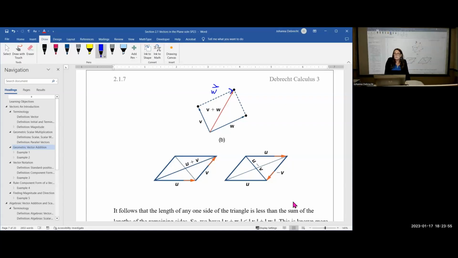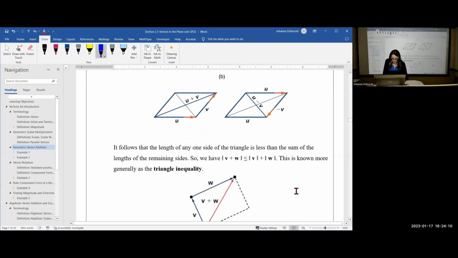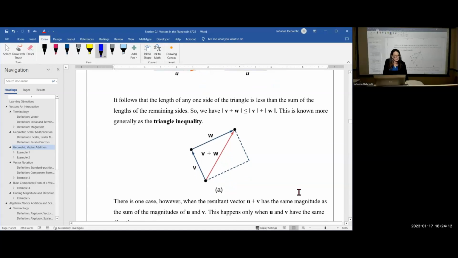Now, this is adding them geometrically. There is obviously a better way to add them, and we're going to be talking about that soon as well. And that is basically to use the components. But we haven't talked about that yet, so we'll get to that in just a little bit. Now, the next thing that we want to talk about is the triangle inequality.